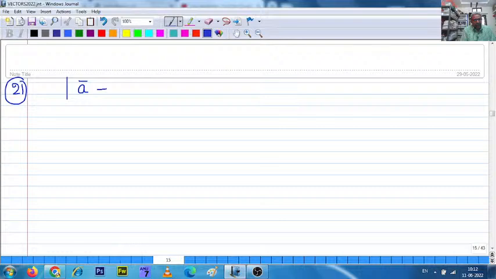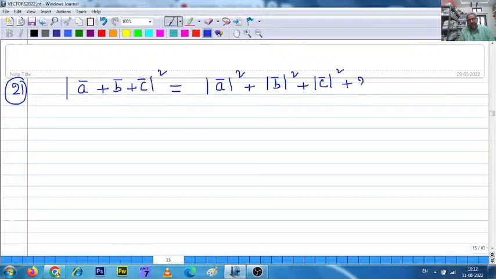Mod of A bar plus B bar plus C bar whole square equals mod A whole square plus mod B whole square plus mod C whole square plus 2 times of A dot B plus B dot C plus C dot A. But actually in competitive entrance examinations, as far as this examination is concerned, Eamcet or JEE, and other PGT and TGT examinations, one beautiful deduction you may get from this one.